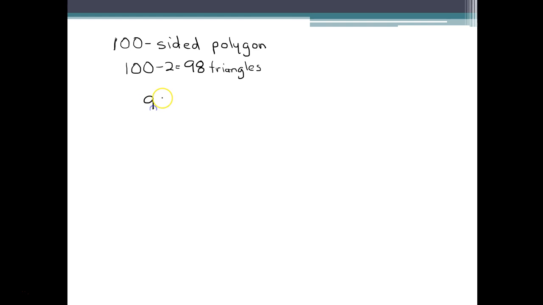And each of those triangles has angles that add up to 180 degrees. So you can take that, think 98 triangles times 180 degrees, and you find out that a 100-sided figure has angles that add up to 17,640 degrees. Isn't that crazy?